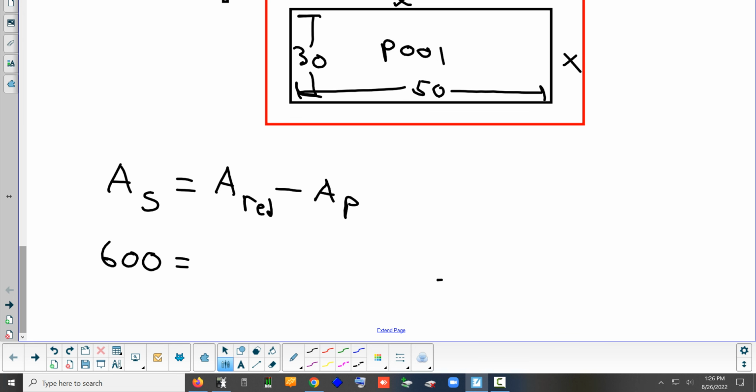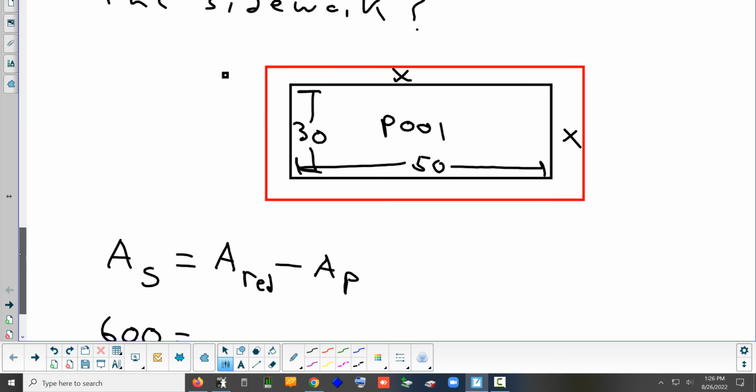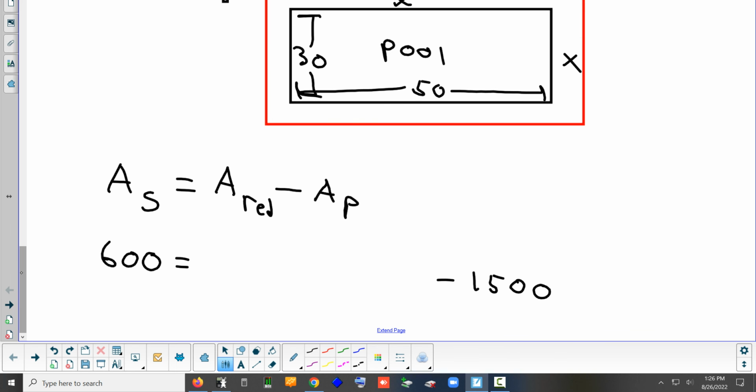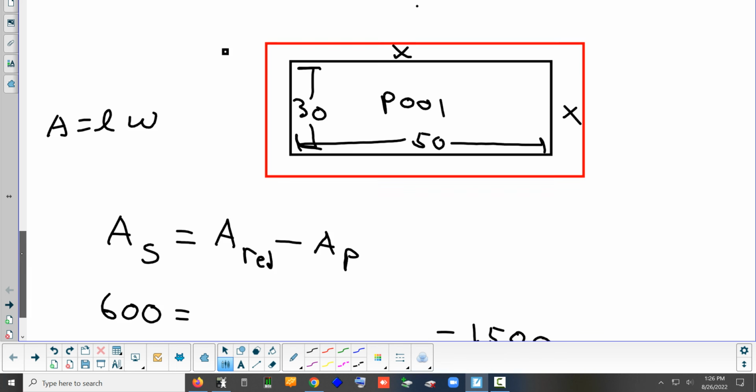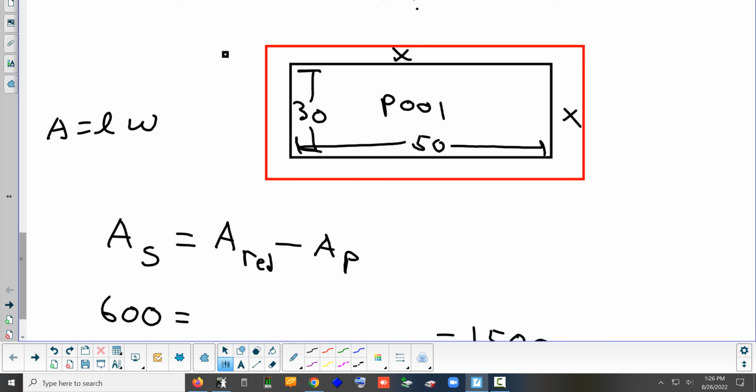Area of the pool, leave some space. What's 30 times 50? 1,500. Now we just need the area of the red rectangle. Well, I kind of already assumed you knew this when I did the area of the pool, but what's the formula for the area of a rectangle? Yep, so base times height, or length times width, however you want to think about it. We need the length and the width of the red rectangle.